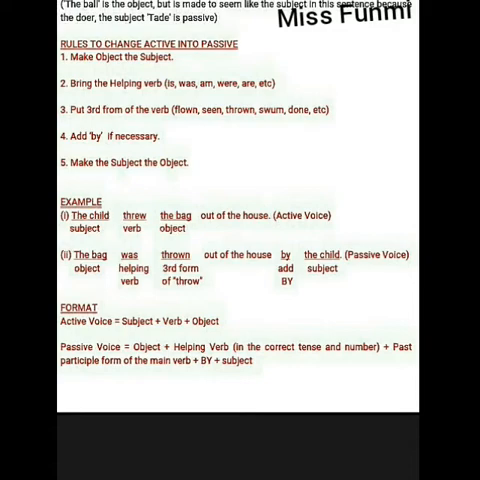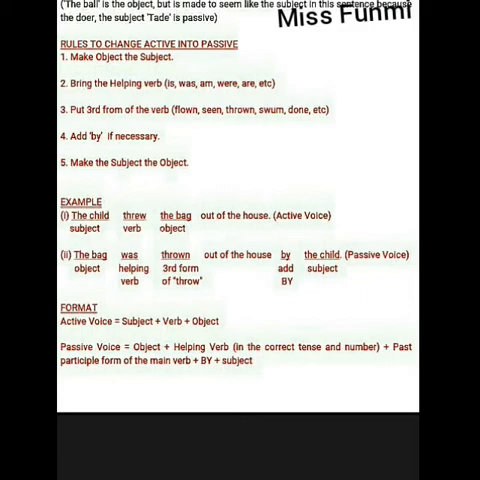Okay, the next of the rule is to put the third form of the main verb. The main verb is threw and it is in the past. The past participle for the verb throw is thrown. So now we have the bag was thrown. We are to include by, then make the subject the object. The subject, the child, will now become the object. So the passive statement for the child threw the bag out of the house will be the bag was thrown out of the house by the child.